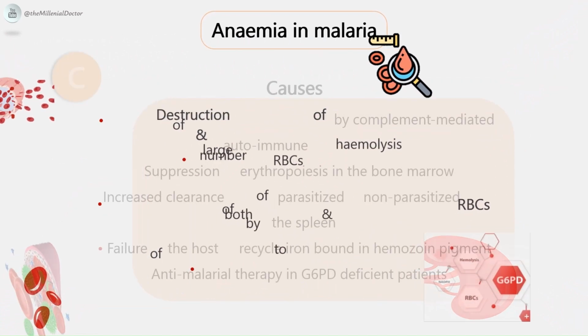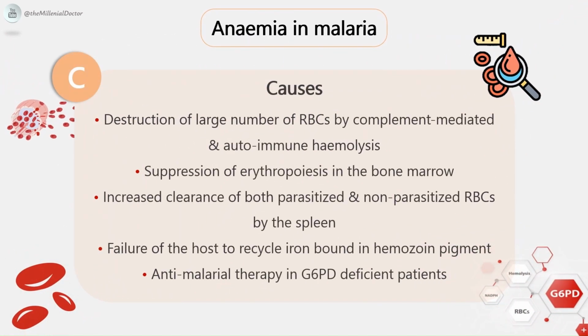The causes of anemia in malaria: first, destruction of large number of RBCs by complement-mediated and autoimmune hemolysis. Second, suppression of erythropoiesis in the bone marrow. Third, increased clearance of both parasitized and non-parasitized RBCs by the spleen. Fourth, failure of the host to recycle the iron bound in hemozoin pigment. Fifth, anti-malarial therapy in G6PD deficient patients.